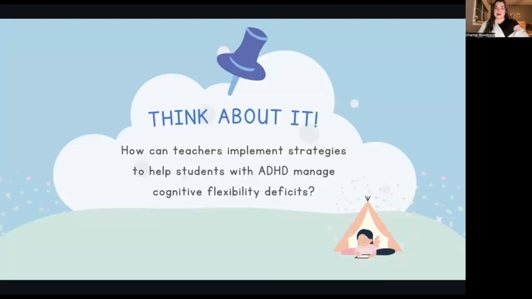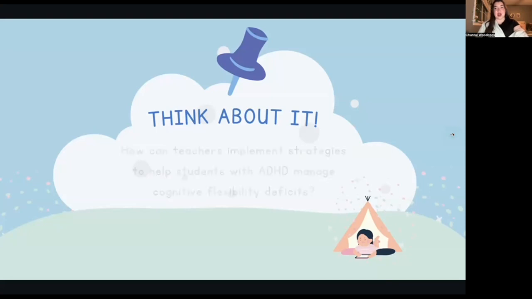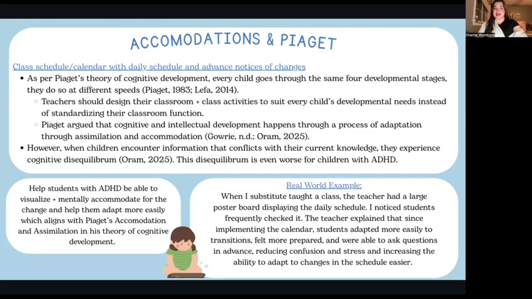So think about it. How can teachers implement strategies to help students with ADHD manage cognitive flexibility deficits? Well, one way could be to implement a class calendar, daily schedule, and advance notice of change. As per Piaget's theory of cognitive development, every child goes through the same four developmental stages, but does so at a different speed. Teachers should design their classroom to suit every child's developmental needs instead of standardizing their classroom function.